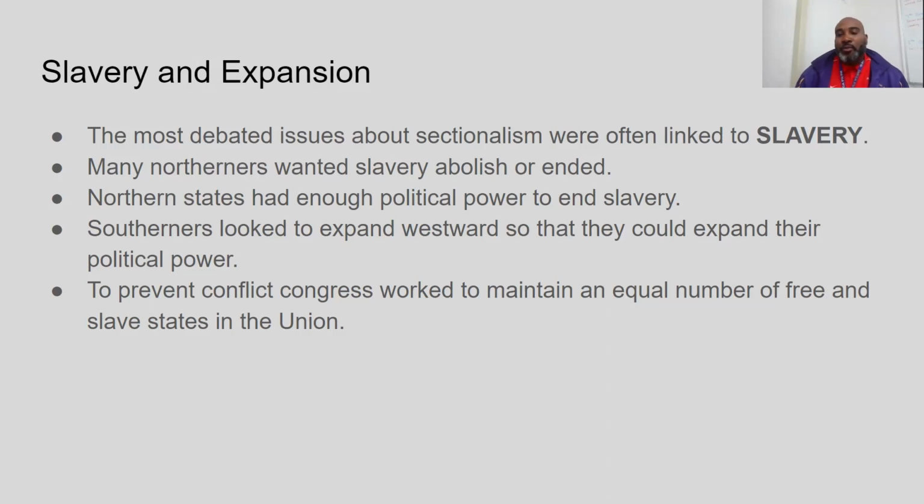Also, Northerners wanted to expand capitalism as well as industrialism. They wanted the country to be an industrialized nation where capitalism thrived, instead of a rural nation that was dependent on farming. To prevent conflict, Congress worked to maintain an equal number of free and slave states in the Union. So you're going to see policies that promote this last bullet.